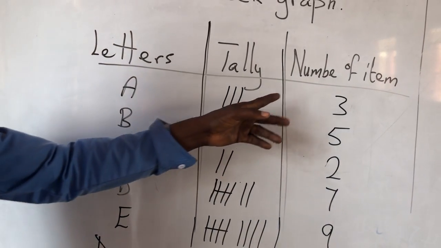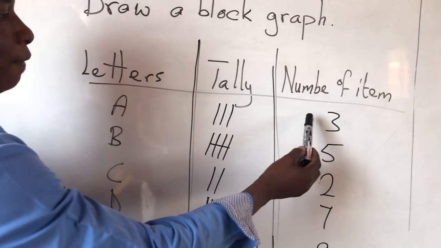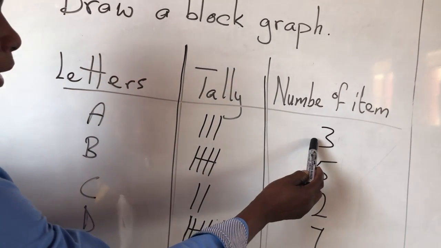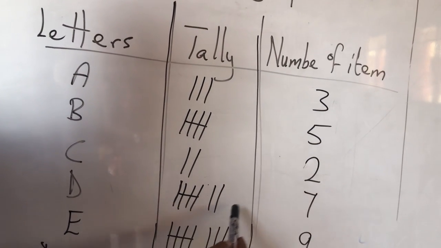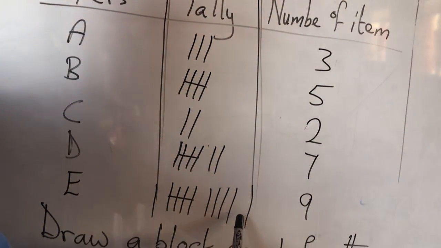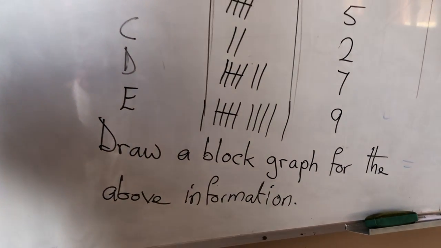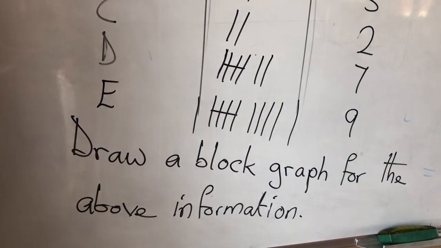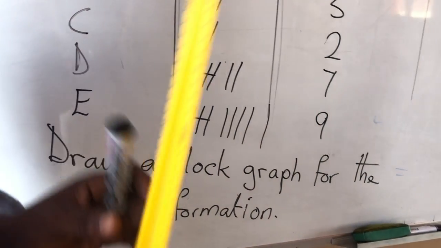Now let's also look at the number of items by writing the tally in figure form. This is 3 in figure, this form, 2 in this form, 7 in this form, 9 in this form. And we are asked to draw a graph for the above information. Let's quickly start our work.